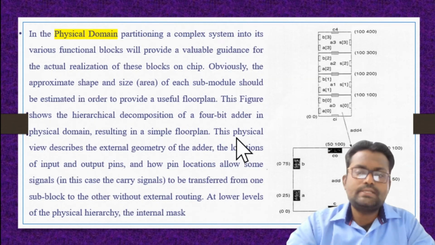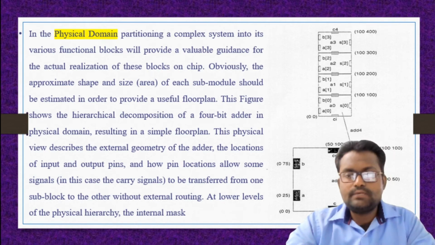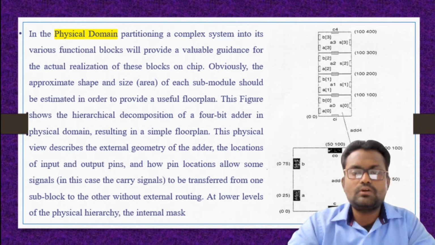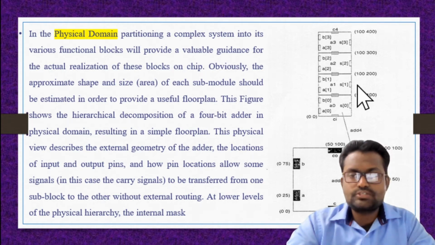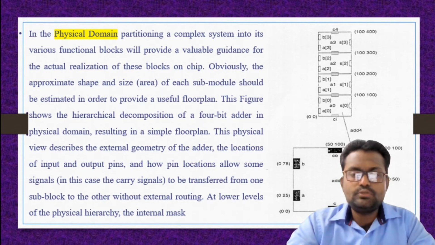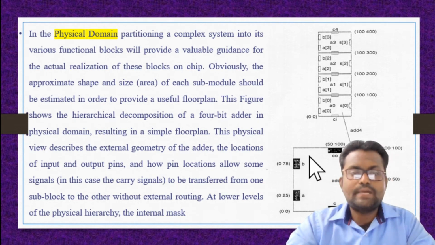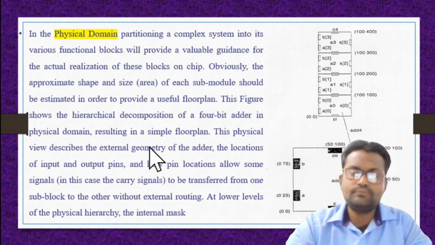Now let us understand the hierarchy on the basis of the physical domain. First of all, what is the physical domain? Suppose we need to design a certain integrated circuit. Then there is some specific space into which we need to combine all the elements. Suppose this one is the IC space. First we need to allocate the space for individual inputs and outputs, and by using this input and output combination, we can implement a 4-bit adder.